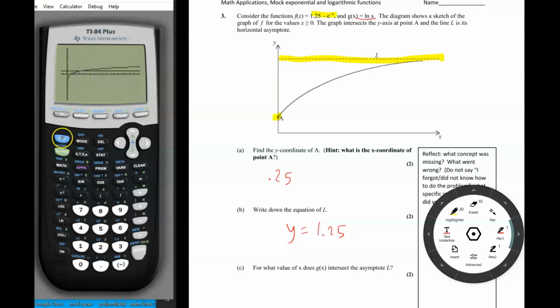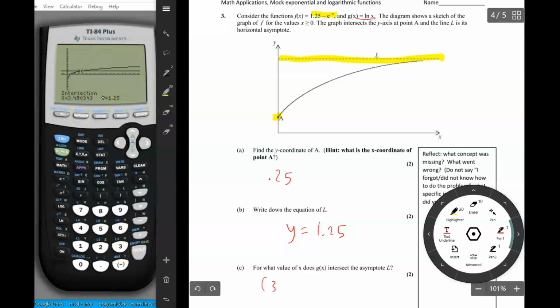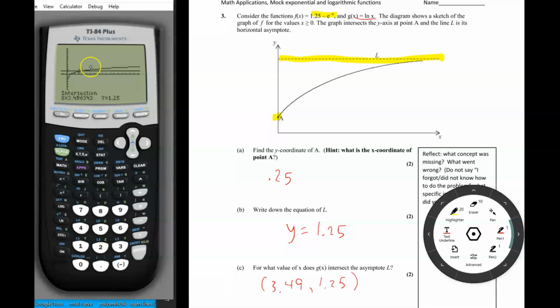And to find their intersection, remember we just do second calc intersect, number 5, and the first curve is, second curve is, and see it gives me the two suggested here, and we press guess. Okay, and the intersection is going to be 3.49, comma 1.25.